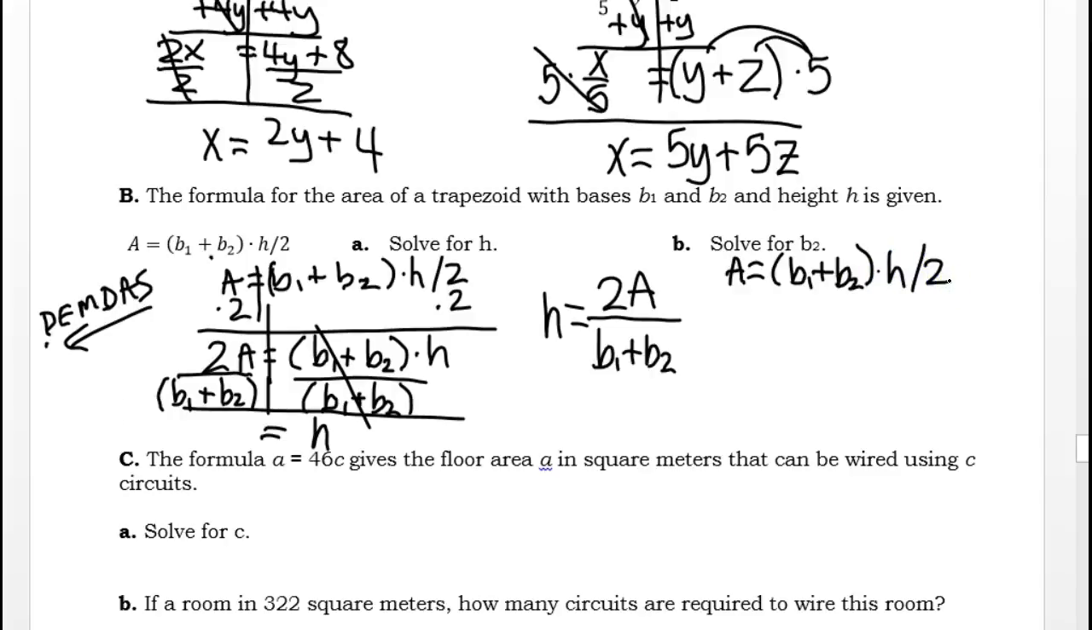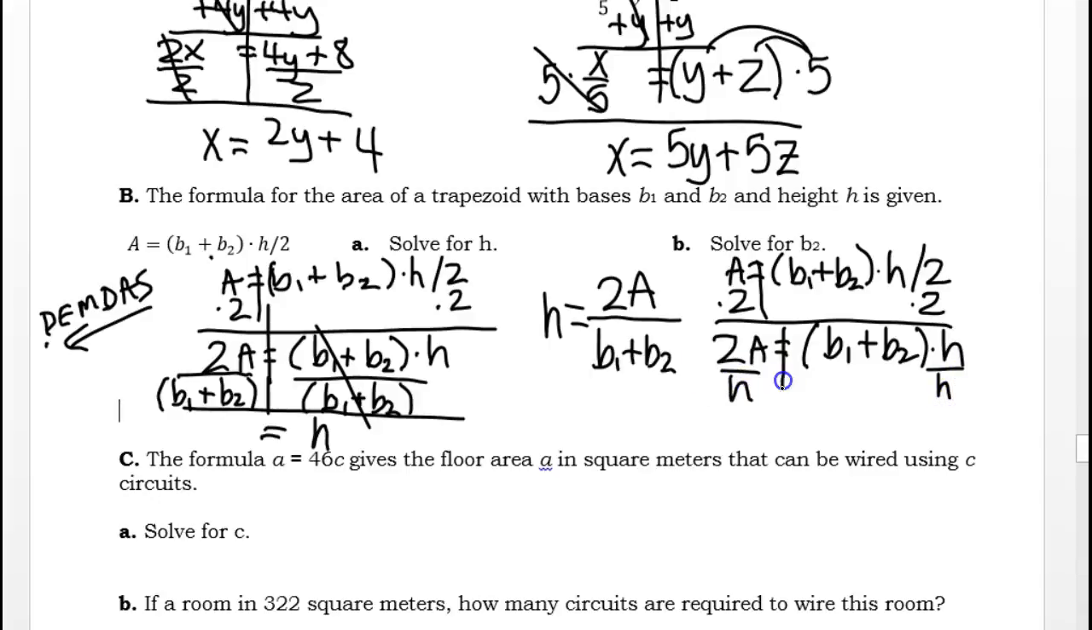So we're trying to solve for b2. Our first step is the same. We don't have any adds and subtracts outside the parentheses, so we're going to start by multiplying both sides by 2. That is 2a equals b1 plus b2 times h. So now we're trying to isolate the b2, get rid of everything else. We're going to get rid of the h. We're going to undo the times h with a divide by h. 2a over h equals, I no longer need to write the parentheses because I have everything outside of the parentheses gone. So we skipped add subtract because we didn't have any of those.